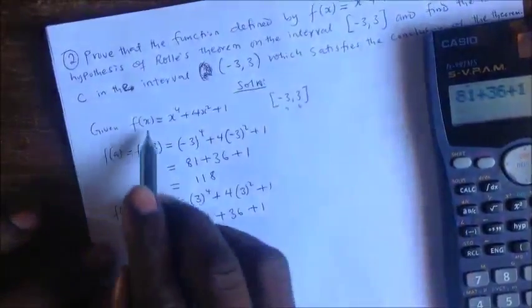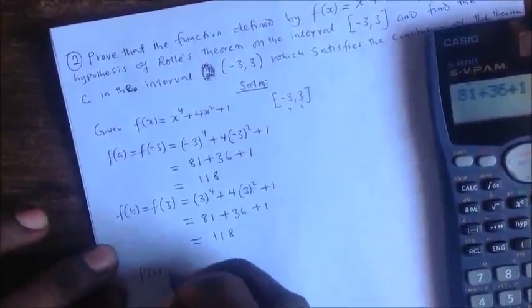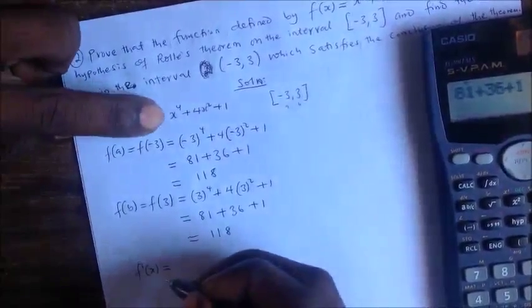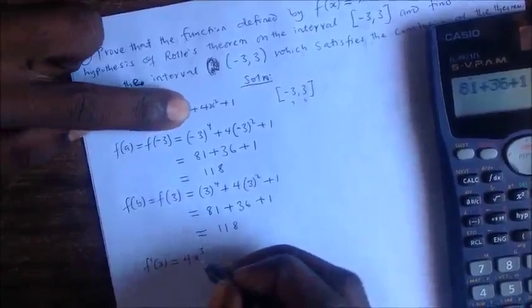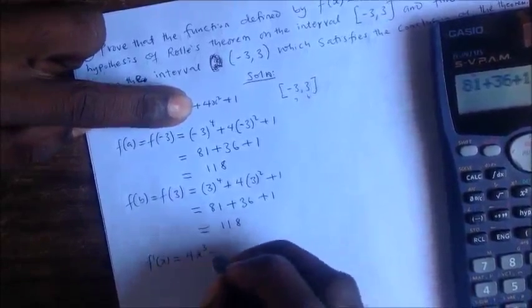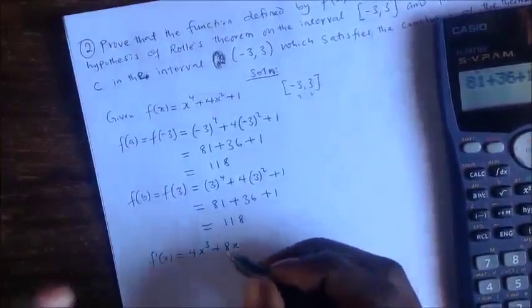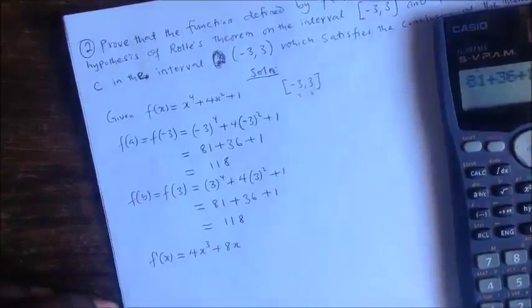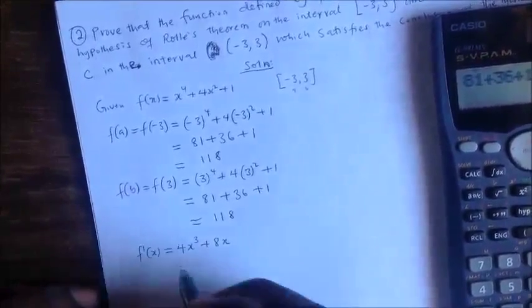We are given f of x is equal to this. So the first derivative of the function is f prime of x is equal to, derivative of x to the power of 4 is 4x cubed. Derivative of plus 4x squared is 8x. Then derivative of 1 is 0. So yes, the function is differentiable because we differentiate the function and we still have a variable in the function.